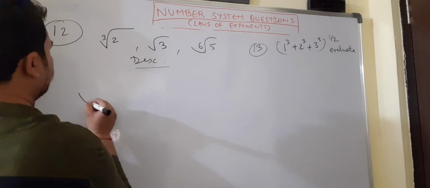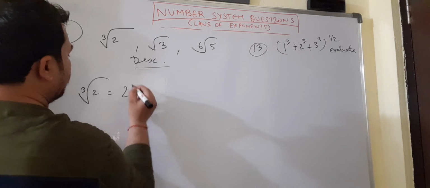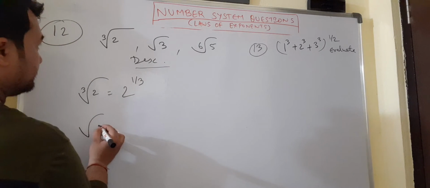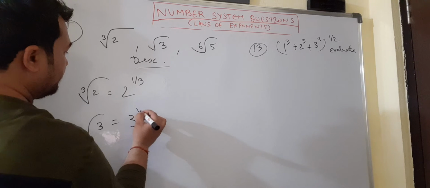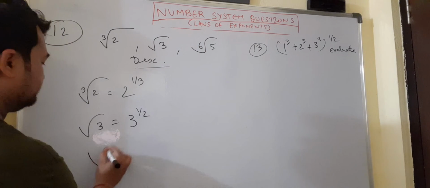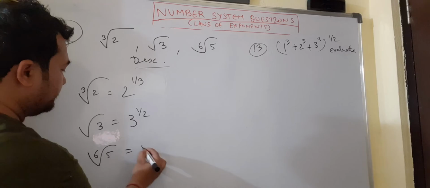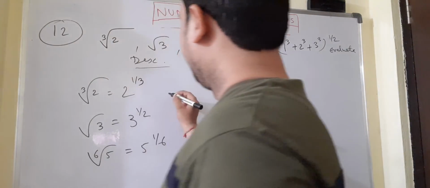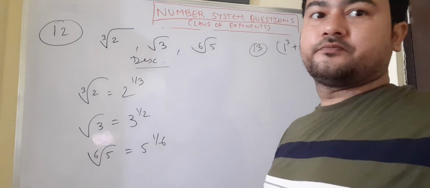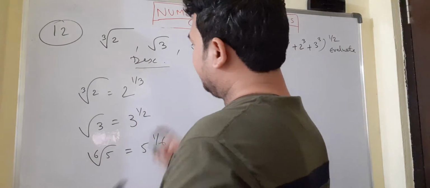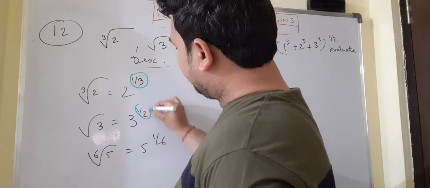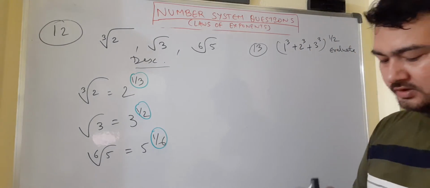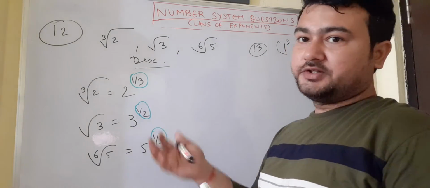This is cube root of 2, or you can write it as 2 to the power 1 by 3. This one is square root of 3, you can write it as 3 to the power 1 by 2. And this one is the 6th root of 5, that is 5 to the power 1 by 6, isn't it? Now see, here you have power 1 by 3, power 1 by 2, and here power 1 by 6. It is not easy for you to compare. At least the power should be the same so that you can compare.